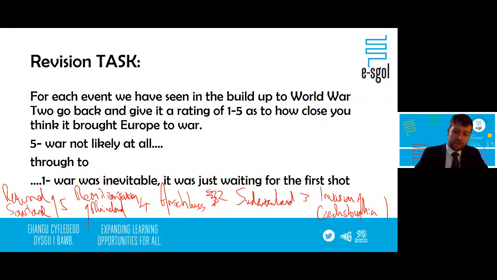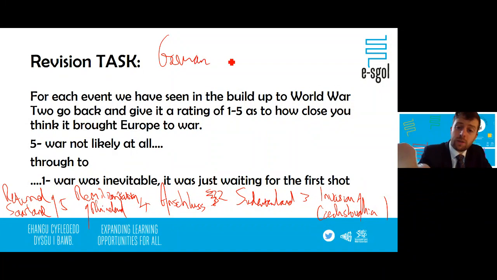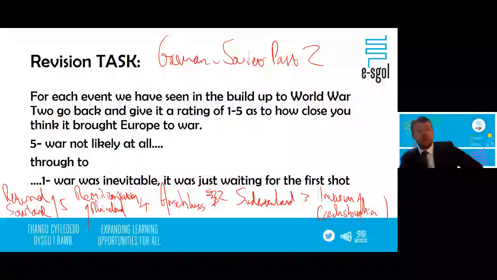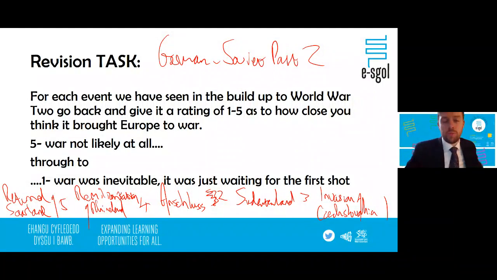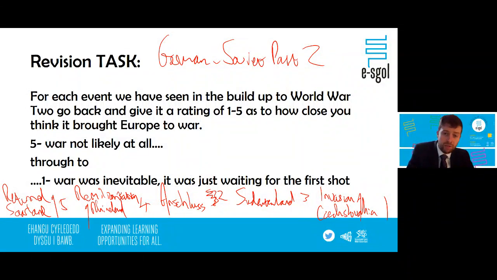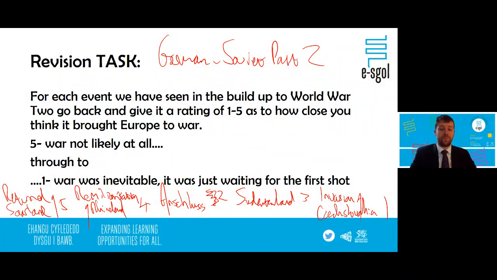The German-Soviet Pact. I'm drawing all over this, apologies. The German-Soviet Pact, or the Nazi-Soviet Pact, you might have heard it called. I would suggest you could give a 2 to it. Now, it was pretty serious because it saw the two powers, the Soviet Union and Germany, basically split up Poland. And without it, maybe we wouldn't have had the invasion of Poland, which was that final spark for war. But nonetheless, I'd stick with 2 because it was an agreement between Hitler and Stalin to split an area of land up, not really posing a threat to each other.